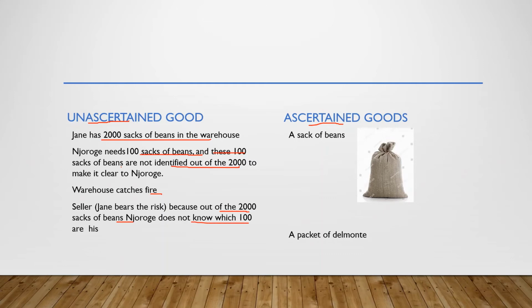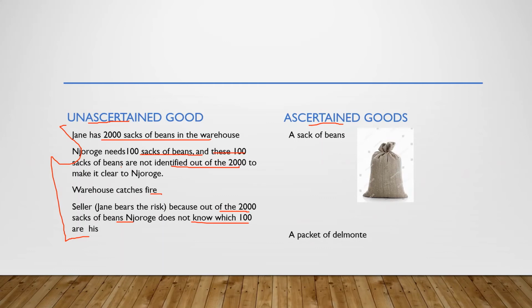So this is the essence of understanding unascertained goods. You need to clearly understand that if goods are not specific, risk does not pass, meaning that in this case, as you can see, Jane is going to bear the risk because out of the 2,000 sacks of beans, Njoroge could not specifically tell which 100 belonged to him. So understand Section 18 and 19 clearly, so that anytime you have a question, you're able to tell.